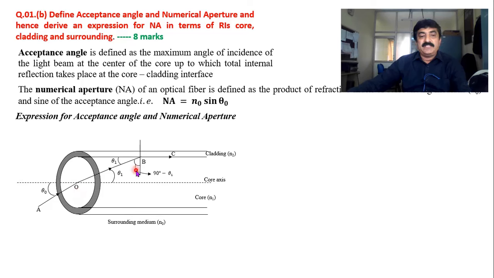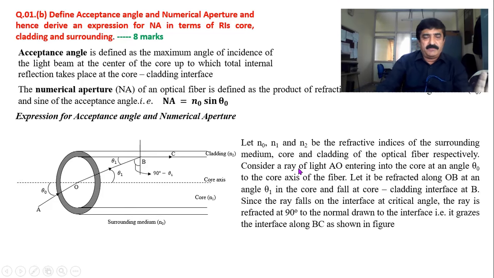Remember, this angle is equal to the critical angle, and if this is theta 1, this is also theta 1, and this total angle is 90 degrees. Therefore I write this as 90 minus theta 1. So the critical angle is equal to 90 minus theta 1, and this is the angle of refraction for this particular ray, and that angle of refraction is 90 degrees. So with this much background, you just explain the diagram in your own words.